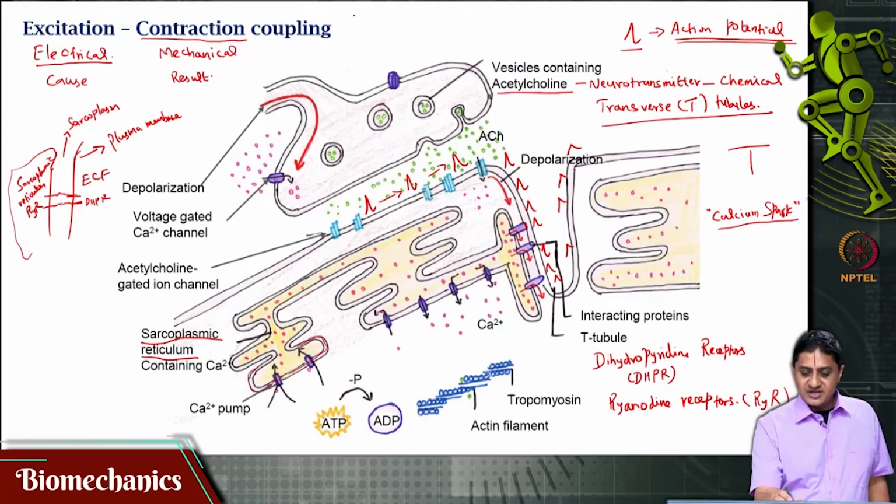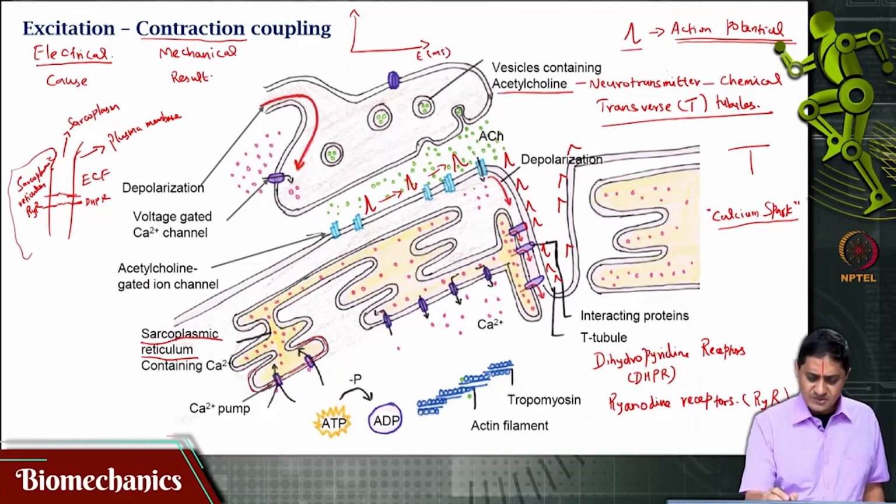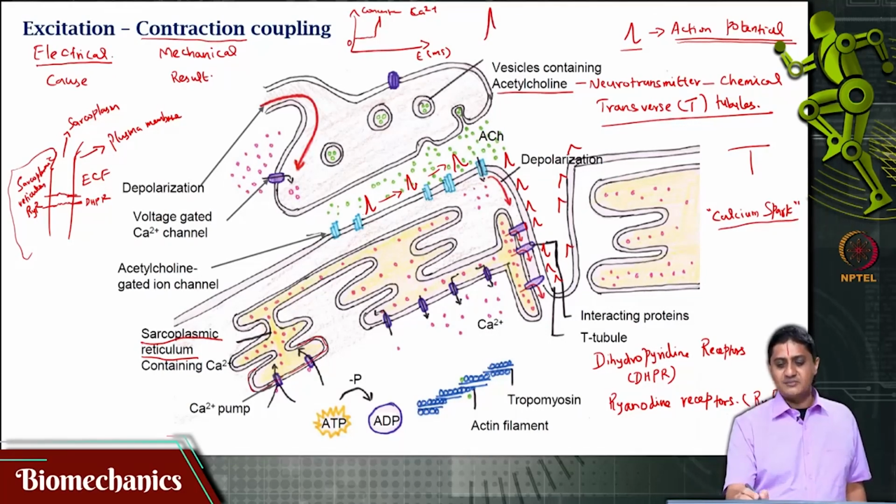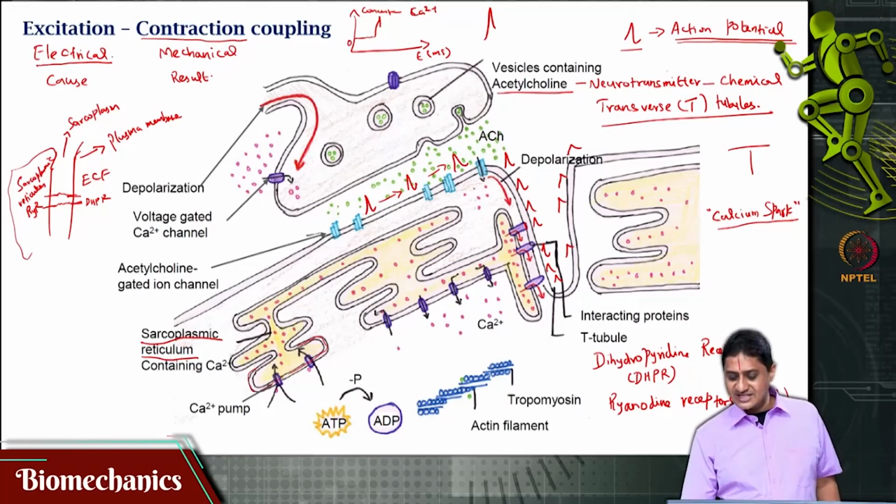Suppose I were to plot the amount of calcium as a function of time. Let us say this is time in milliseconds or microseconds as the case may be, and on the y axis I have the concentration of Ca2+. You will have a baseline concentration which is very close to 0. Then there is a sudden increase of calcium, a sudden spike. This spike is called a calcium spark.